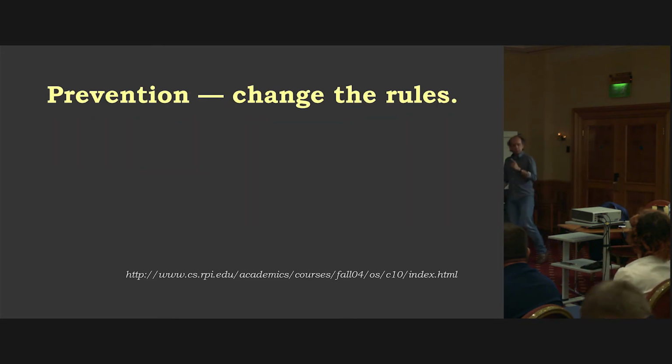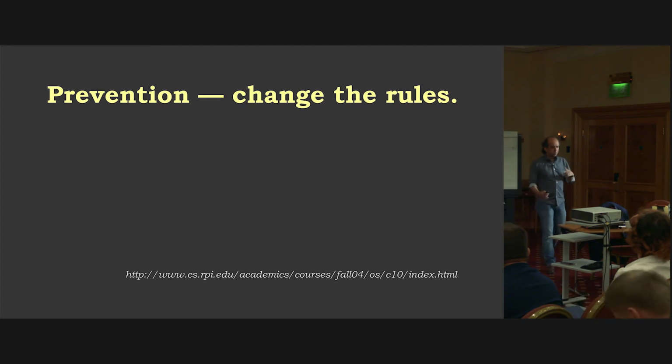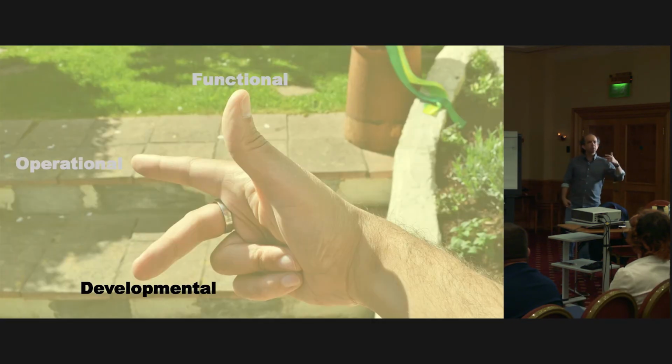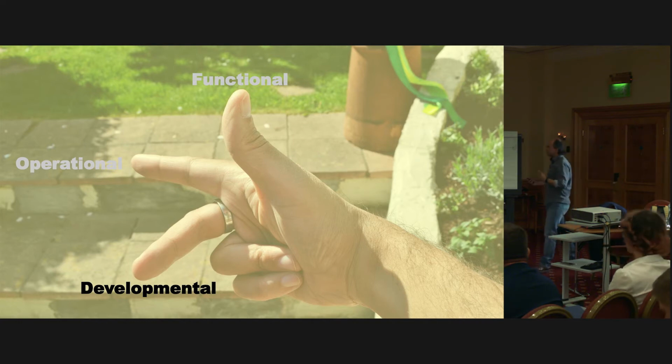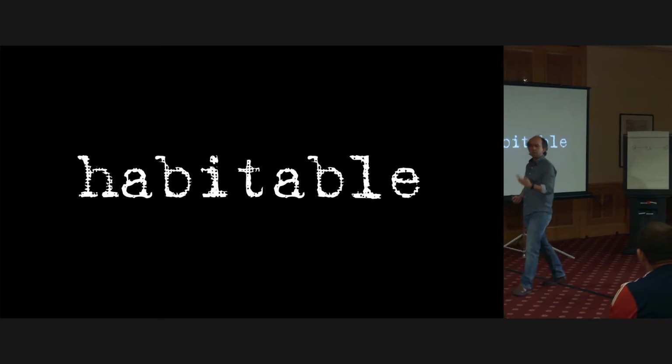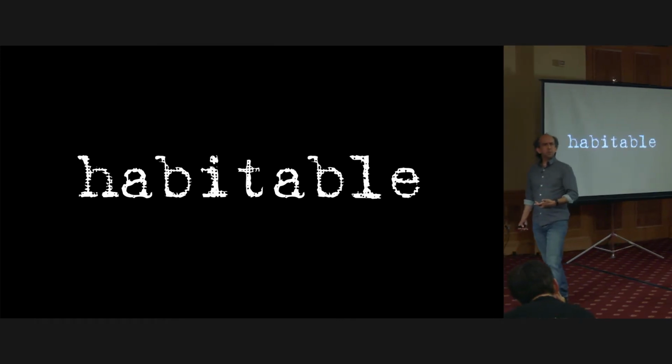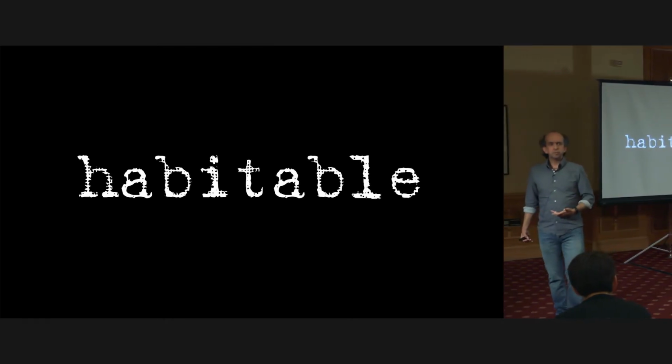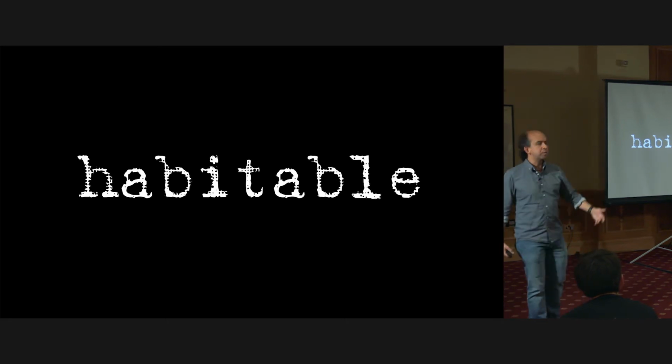Prevention, change the rules. Now, I quite like this one. Let's change the rules. So let's change how we approach the code from a developmental aspect. What do we want from our code? We want it to be reasonably habitable. Habitable is, we're talking about architecture. Architecture defines a space in which you live. Okay, well, let's work that metaphor.